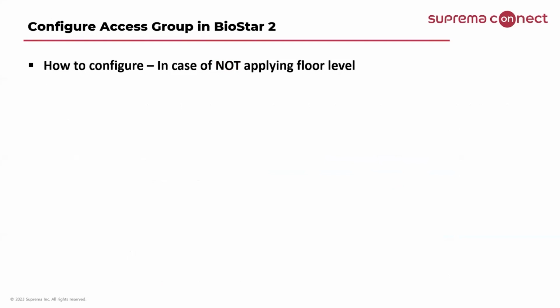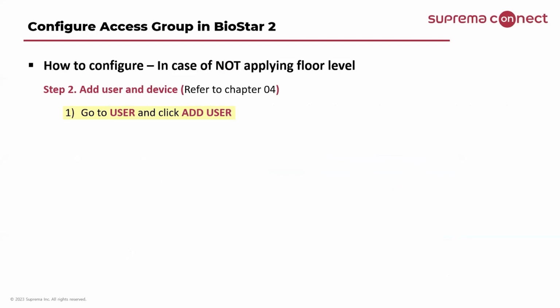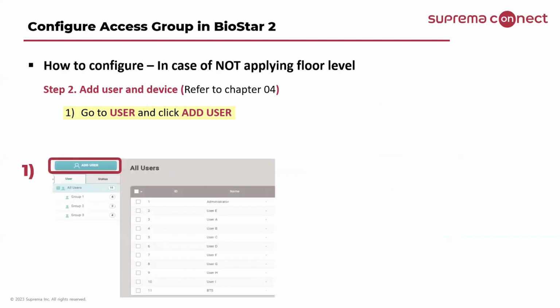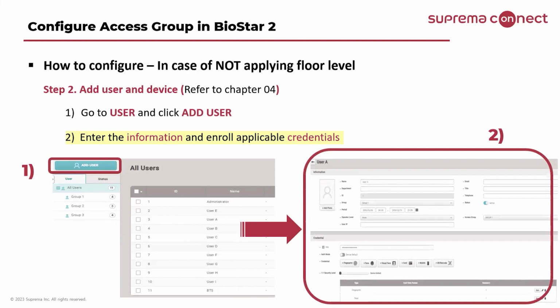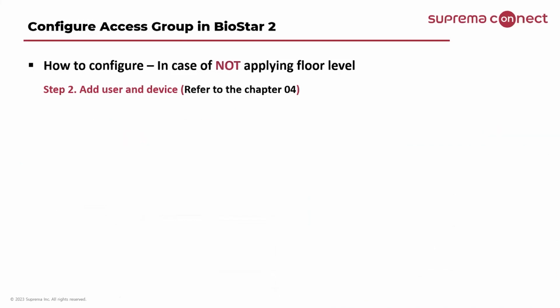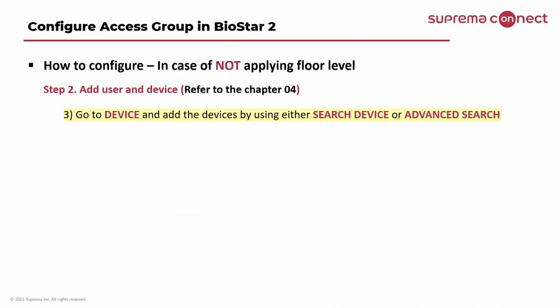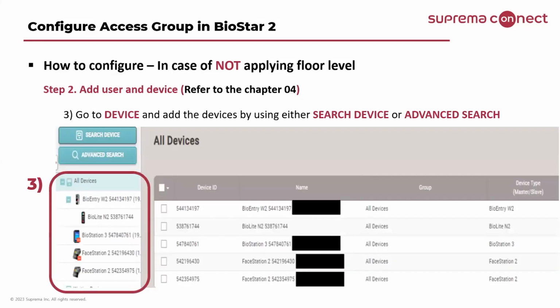Step 2. Add user and device. You can refer to the relevant information in Chapter 4. First, go to User and click Add User. Then, put in the applicable information and enroll the applicable credentials. After that, add the devices located at the place you want to control. To add the device, please refer to Chapter 4.